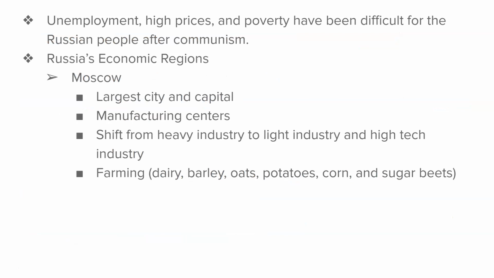So in that transition, what economic problems have the Russians faced? Unemployment's been a big issue, as well as high prices. That's a big transition economically to make between those two systems. And so poverty has also become difficult. That being said, Russia certainly has made great strides, but at the same time, they are dealing with those economic issues. And a big part of that is that they went through a massive shift economically as well as politically. But we'll get more into that a little bit later.